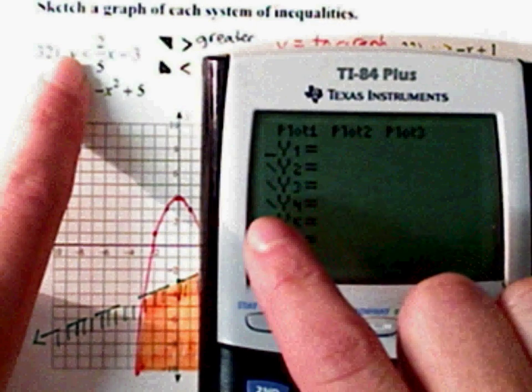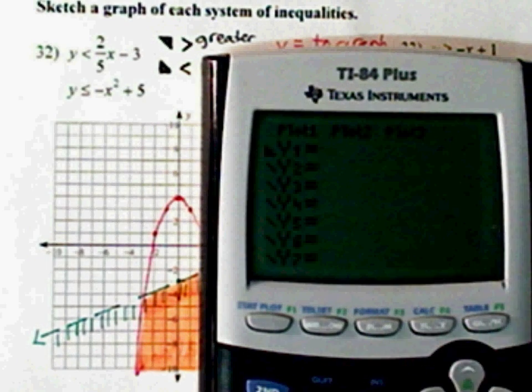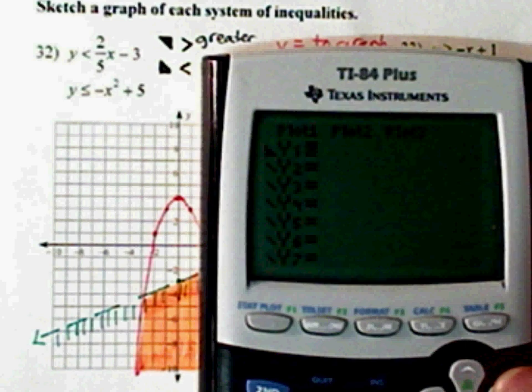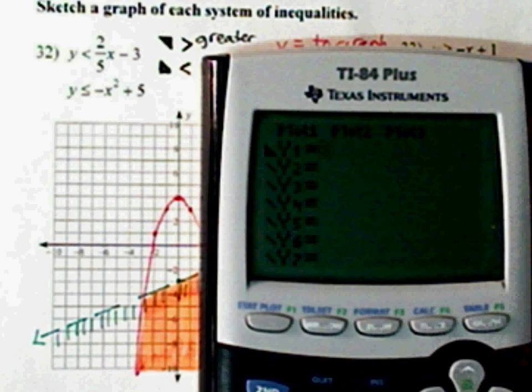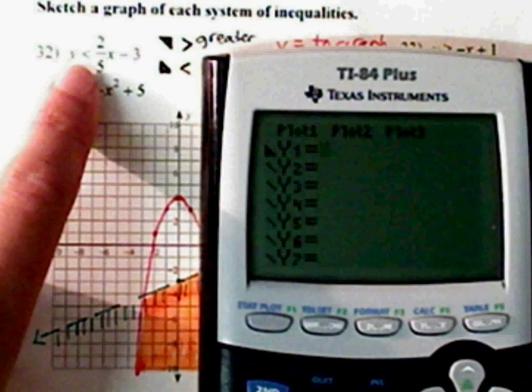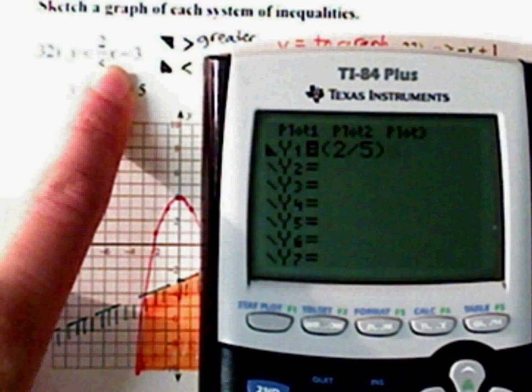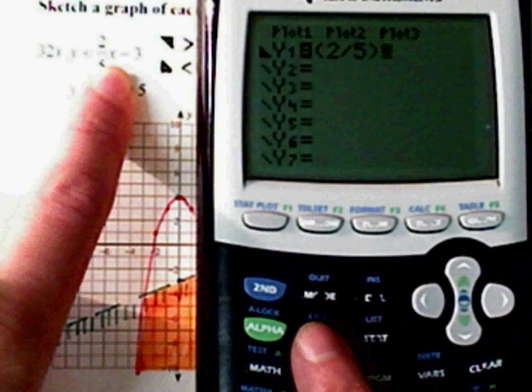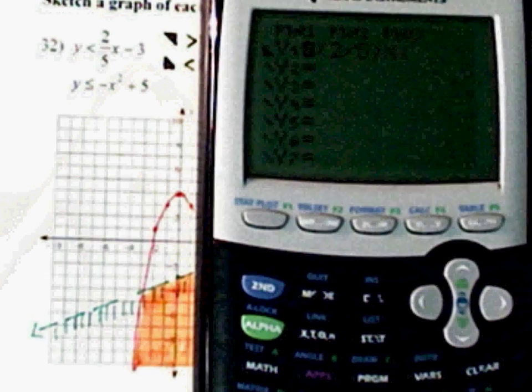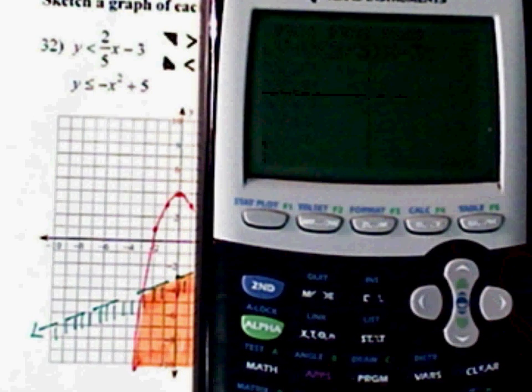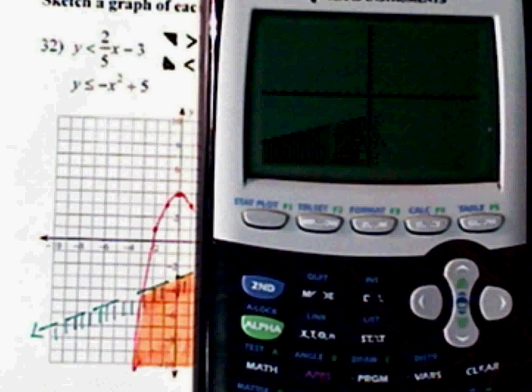Less than, if you look at the far left, do you see how it is smaller? So this one is less than. So I'm going to use less than. Type in the equation, 2/5. Put parentheses around your fraction. Your x is right here. This is your x. So type in x minus 3. And if you hit graph, it will graph for you.